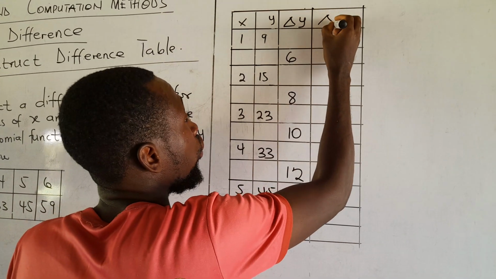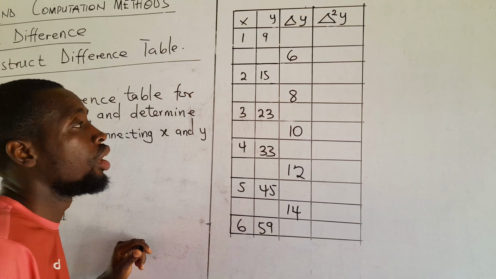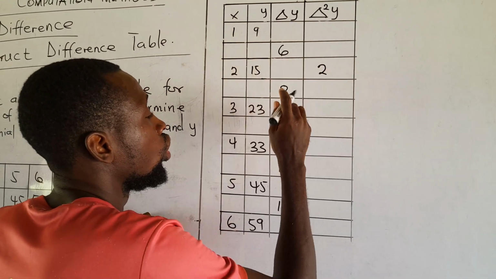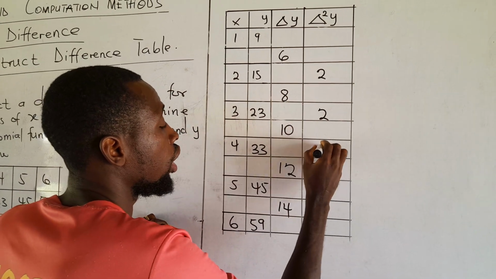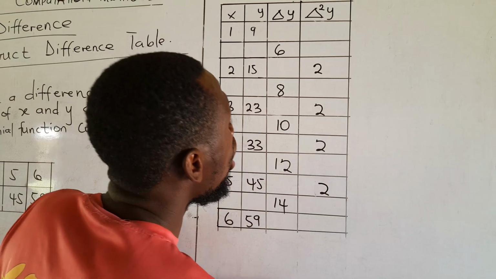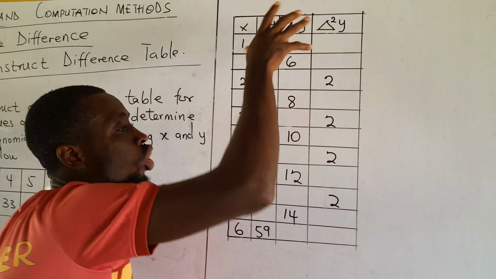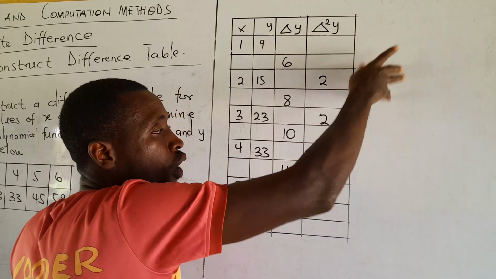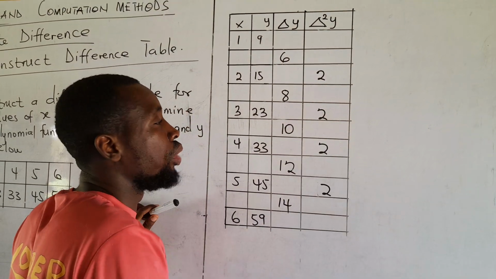Then we find the second difference, known as del square y. The second difference: 8 minus 6, that will be 2. 10 minus 8, that will be 2. 12 minus 10, that will be 2. 14 minus 12, that will be 2. So you see that the second differences are all constant, they are all 2. Then there is no need to go beyond the second difference. If you go beyond the second difference, every difference you get there will be 0.